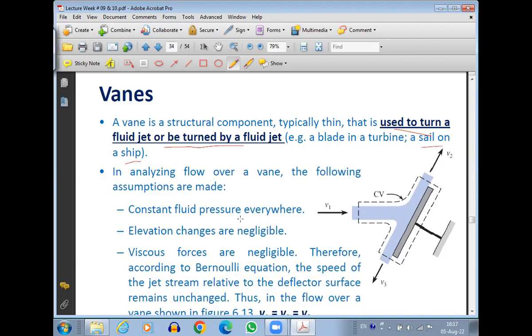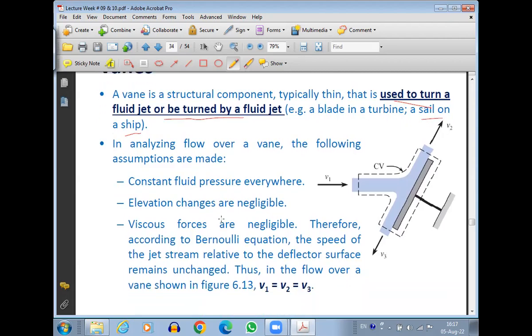In the analysis of flow over a vane, the following assumptions are made. Constant fluid pressure everywhere. So the fluid pressure remains constant throughout, whether you have the flow inlet or the flow outlet. At any point, the fluid pressures are considered constant. Elevation changes are negligible because the vane itself is comparatively very small. The blade of the fan is very small. The vanes of the air conditioner are very small. So normally we consider that the elevation changes at the inlet and exit of the vane are almost negligible.